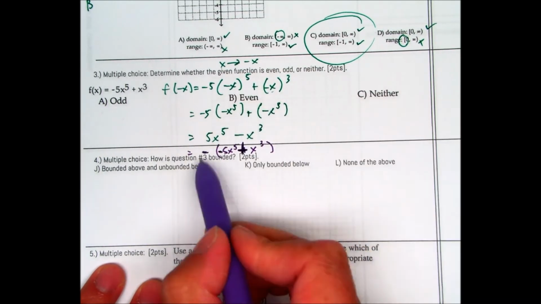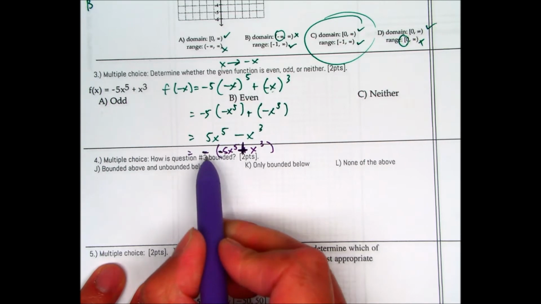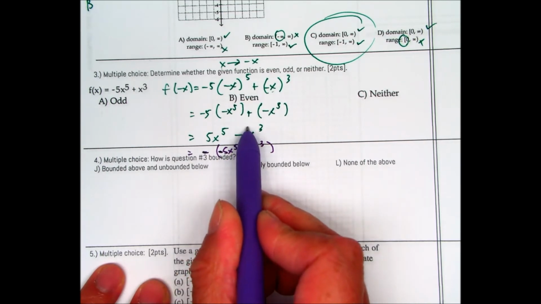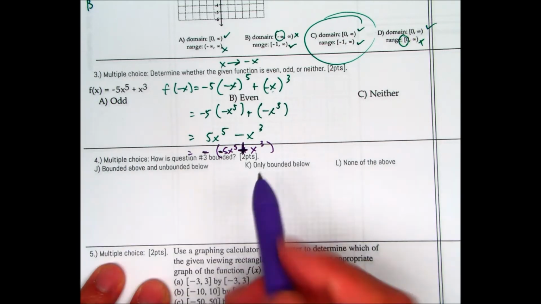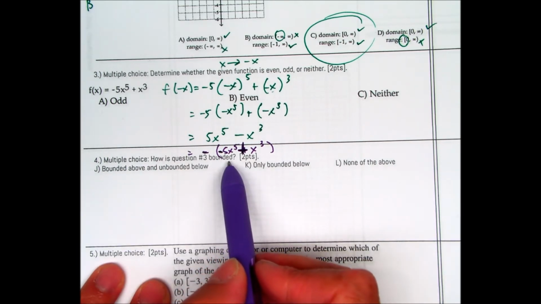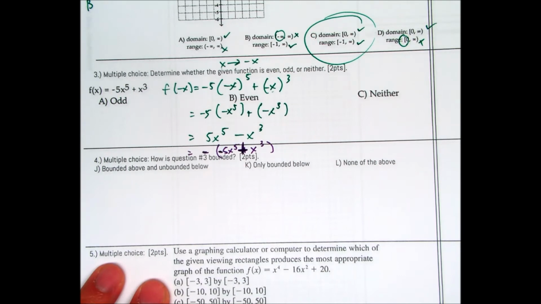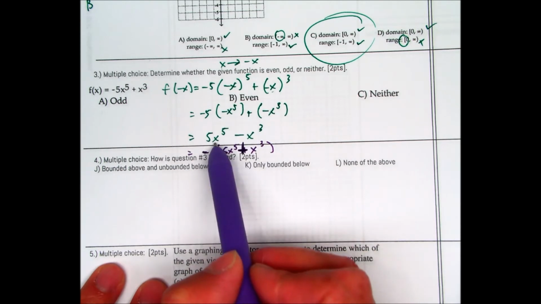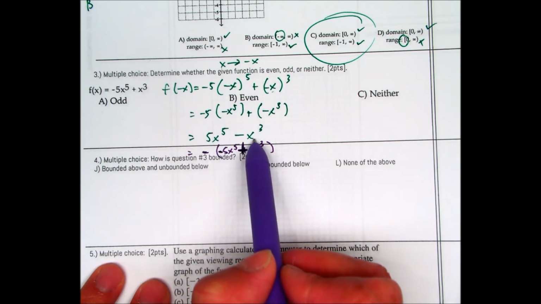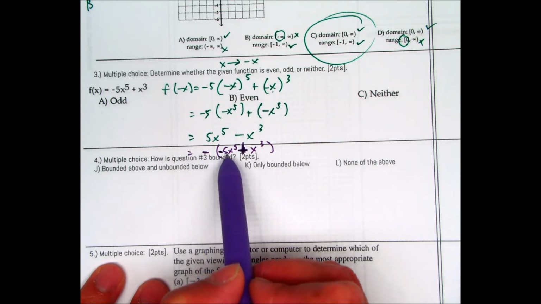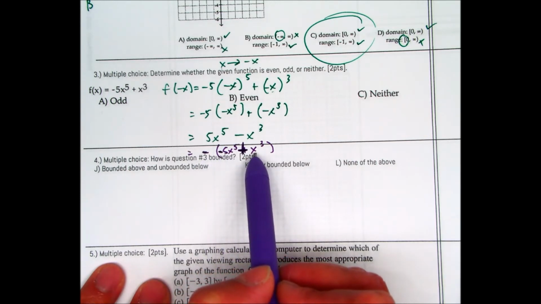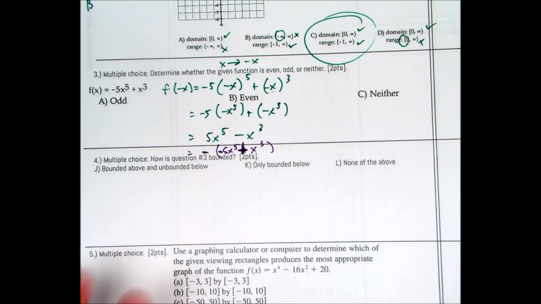Negative times negative is a positive, and negative times positive is a negative. So if you do that, you are going to get, what happened? Negative times negative is a positive, 5x to the 5th minus x to the 3rd. If you factor out a negative, negative x to the 5th plus x to the 3rd. Okay, that's what I want done.